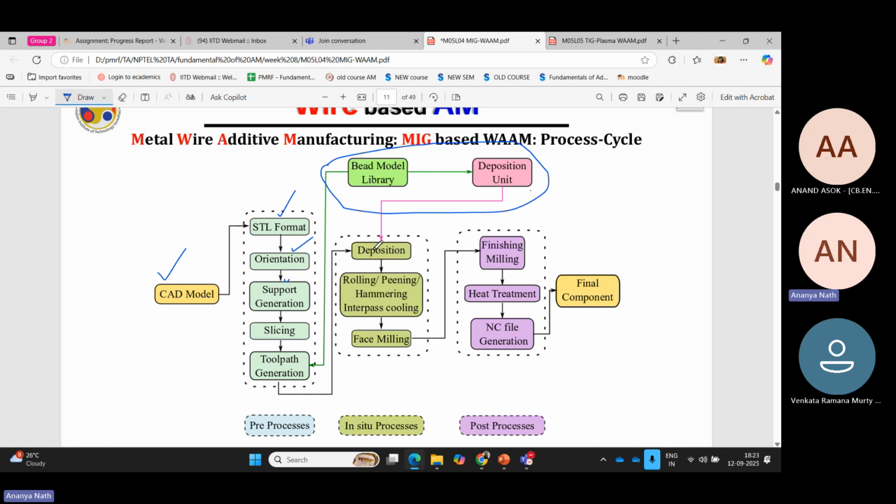After that, it will come to the deposition. It can directly come to the deposition if you do not want to consider all the factors and you just want to print.